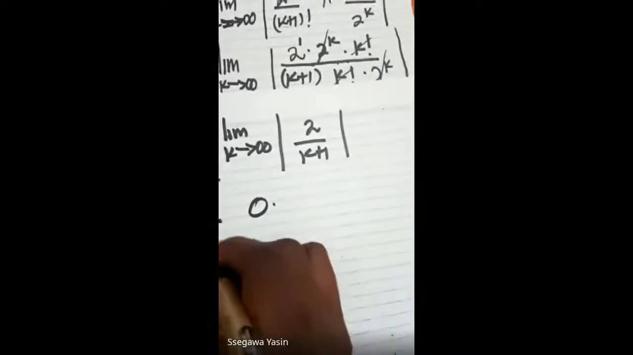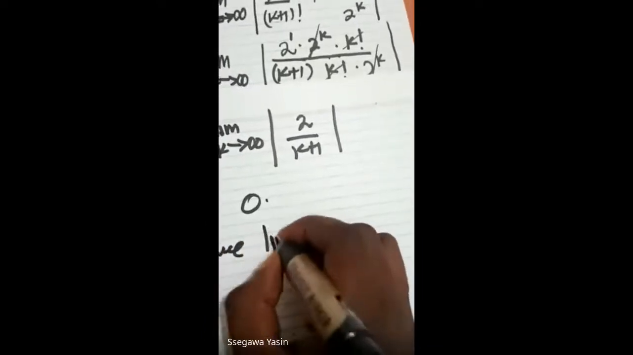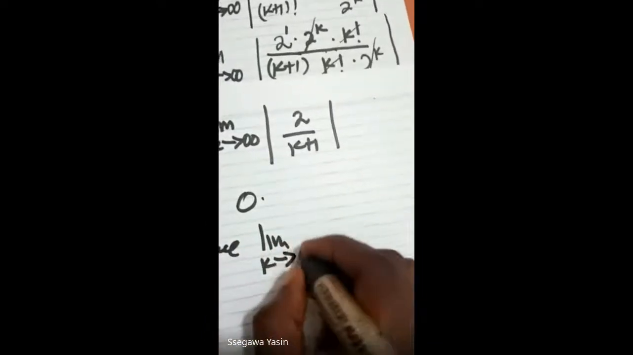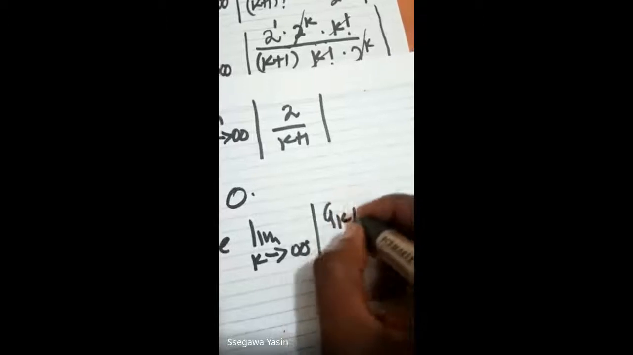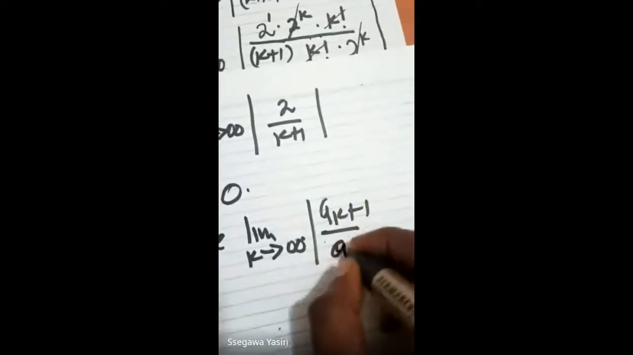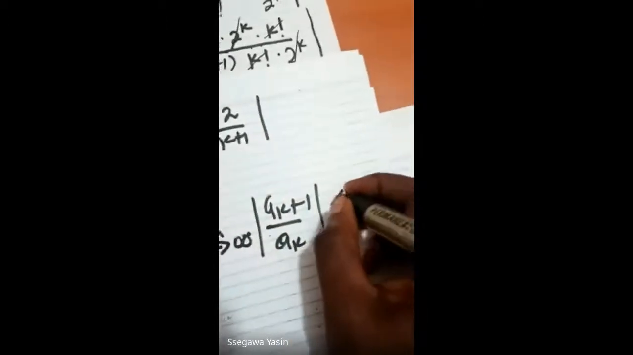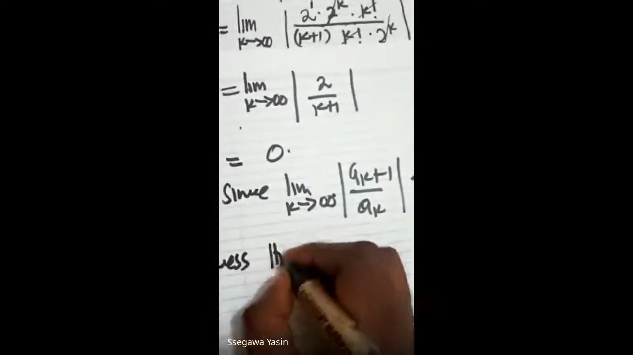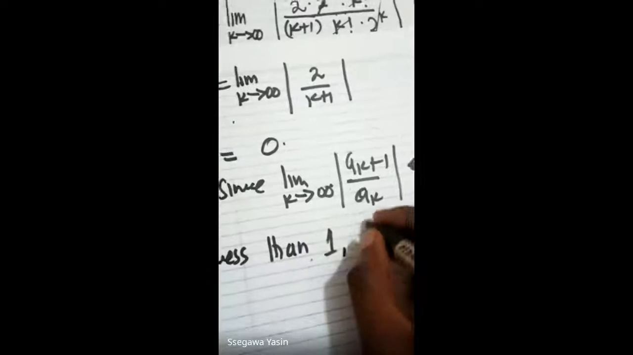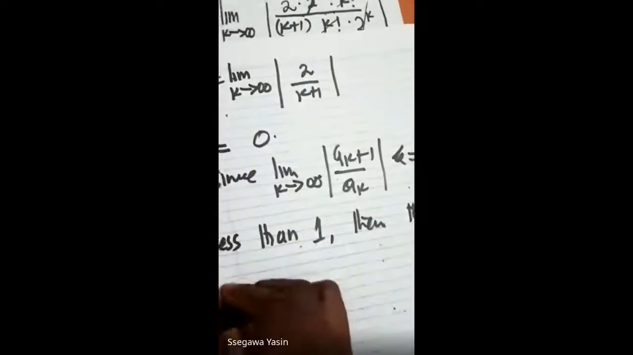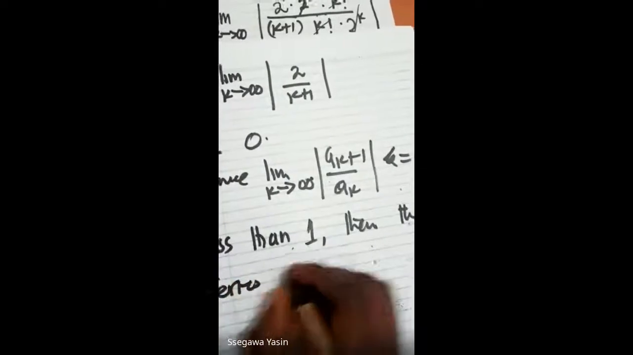And since the limit as k goes to infinity of a_(k+1) over a_k is 0, which is less than 1, then the series converges.